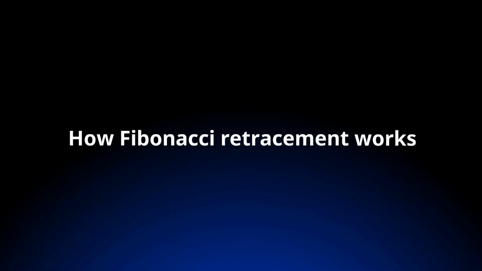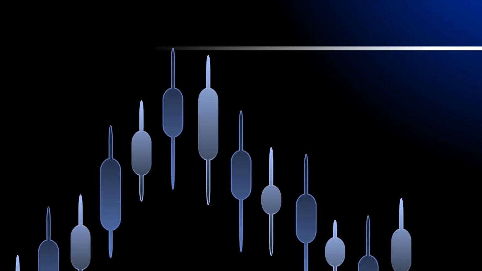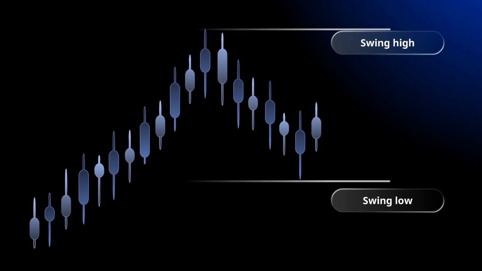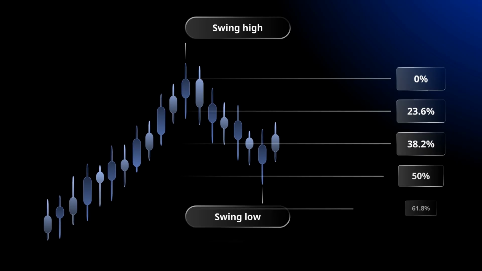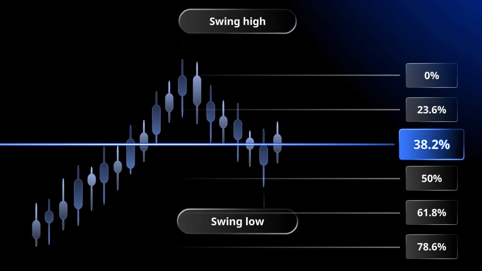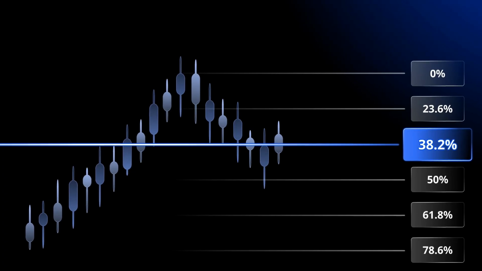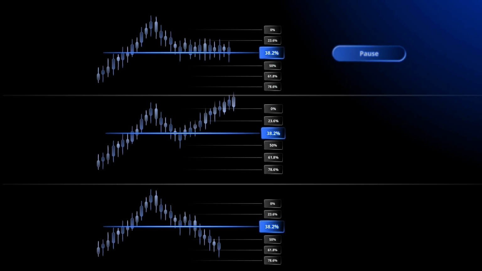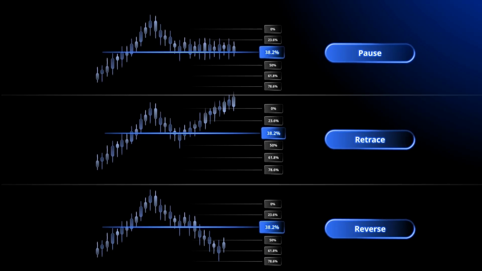How Fibonacci retracement works. To use the Fibonacci retracement tool, traders select two significant points on a chart. This is typically a major swing high and a major swing low. The tool then divides the vertical distance between those 2 points into the key Fibonacci ratios. Horizontal levels are automatically plotted on the chart. These levels act as potential areas where price may pause, retrace, or reverse.